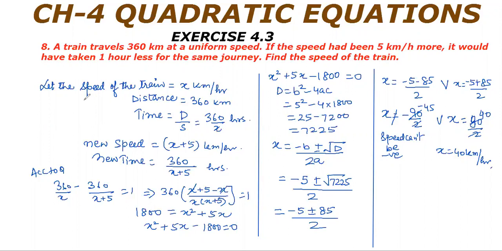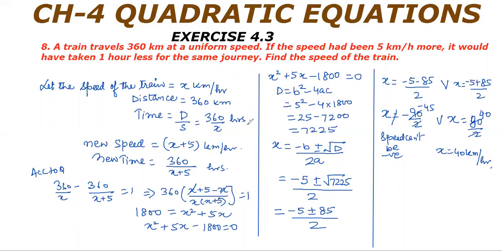So here we will assume that the speed of the train is x kilometer per hour. The distance given to us is 360 kilometer. So we will find out the time using the formula: time is equal to distance upon speed. Distance is 360 kilometer, and speed we have assumed is x kilometer per hour. Therefore, the time is 360 upon x hours.